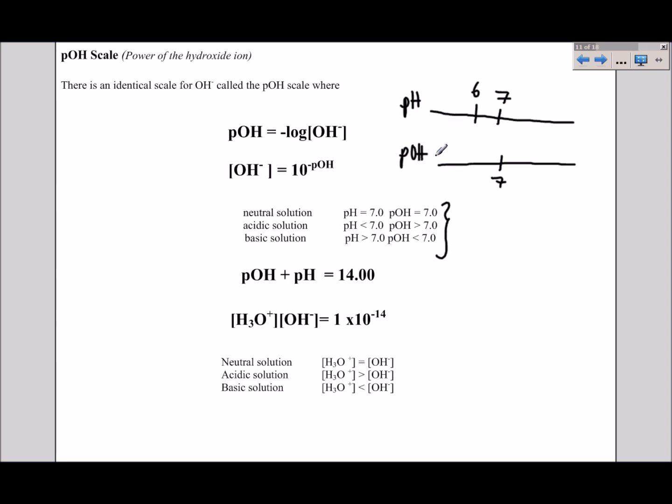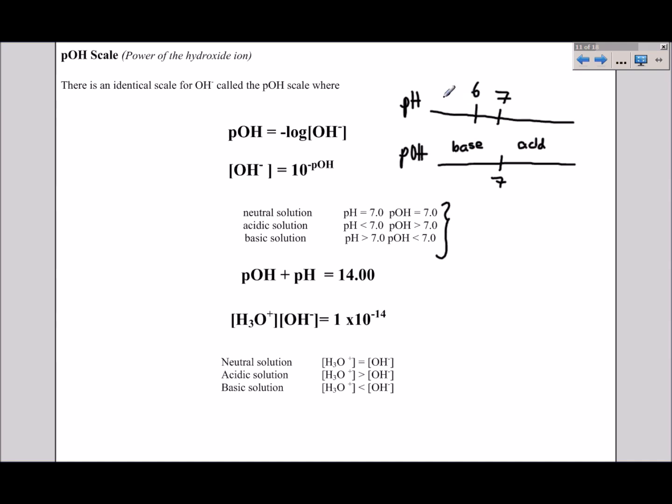The concentration of the hydroxide is going to be lower in that solution. And if we look at these scales, when you have a high concentration of hydroxide, you're going to have a low pOH. So the pOH scale is actually the opposite, in that a lower pOH is going to be a basic solution and a higher pOH is going to be an acid solution.